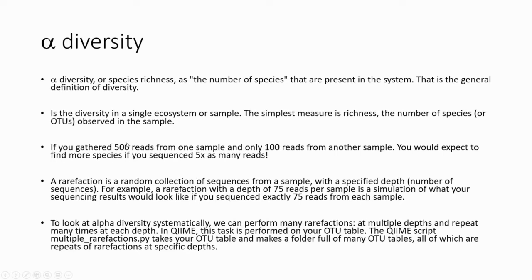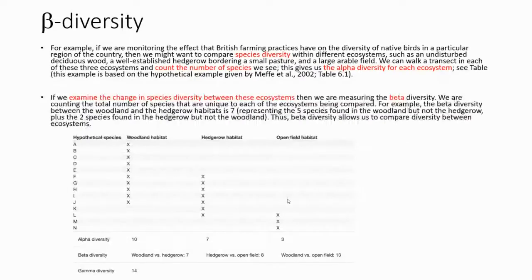That's the alpha diversity. A rarefaction is a random collection of sequences from the sample with a specified depth, so that you will know at what depth is enough to sequence the whole species. So they say a rarefaction with a depth of 75 reads per sample. That means if you sequence exactly 75 reads from each sample, that's enough to cover all the species in each sample. Okay, that's the alpha diversity.